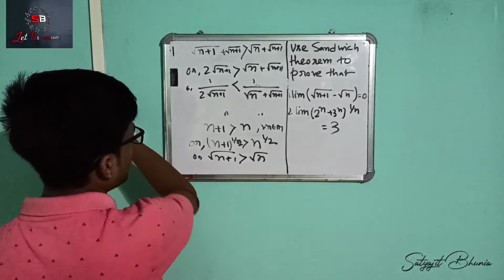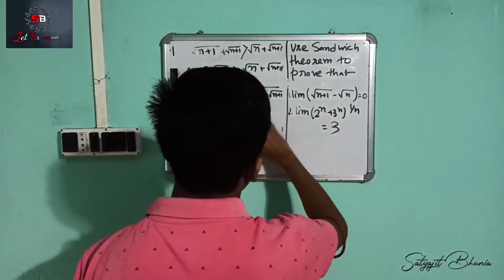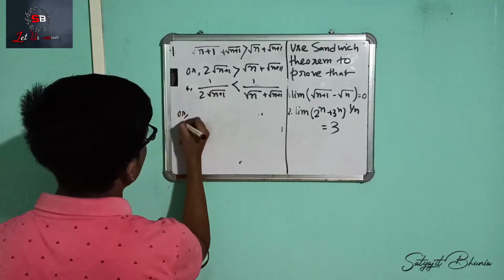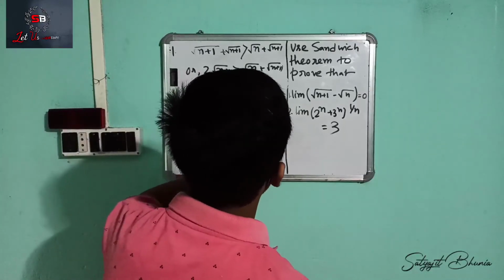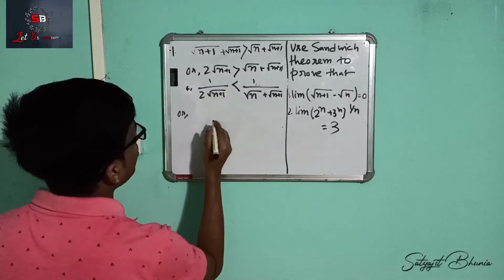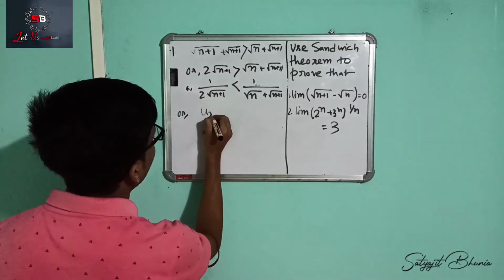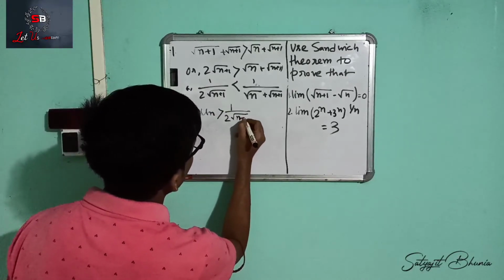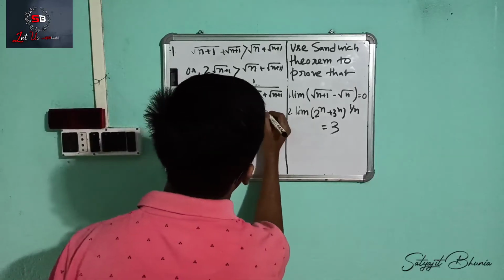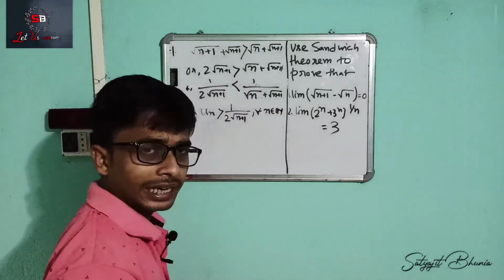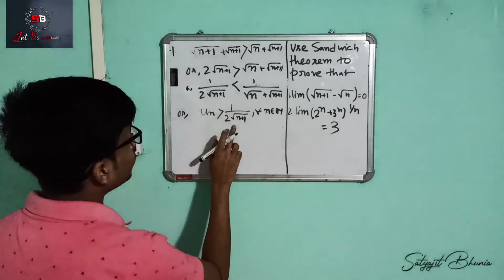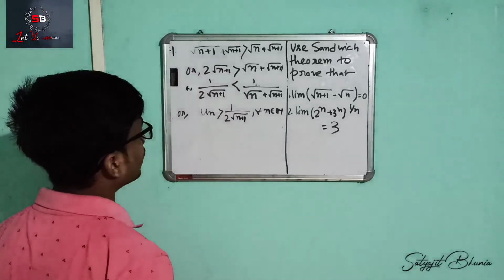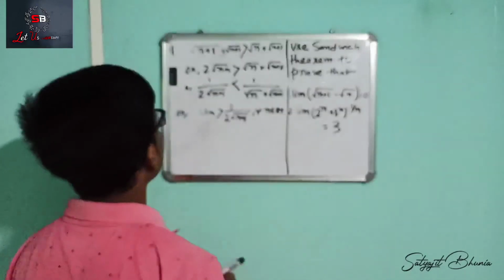Now this is un, so we have un is greater than 1 by 2 into root n plus 1 for all n belongs to capital N. So we will get the vn. Okay, so un is greater than 1 by 2 root n plus 1.